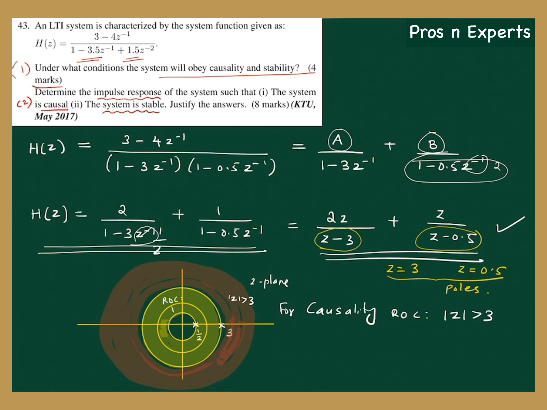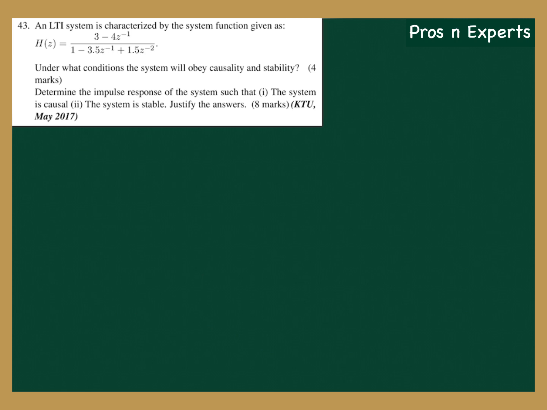So I can write it as, this is the ROC for stability, which is given by, how can you represent it? 1 by 2 less than mod z less than 3. Okay, so for stability I can rewrite it as ROC is 1 by 2 less than mod z less than 3. So these are the answers to part 1 of the question. And now we will check the answer to the second part.